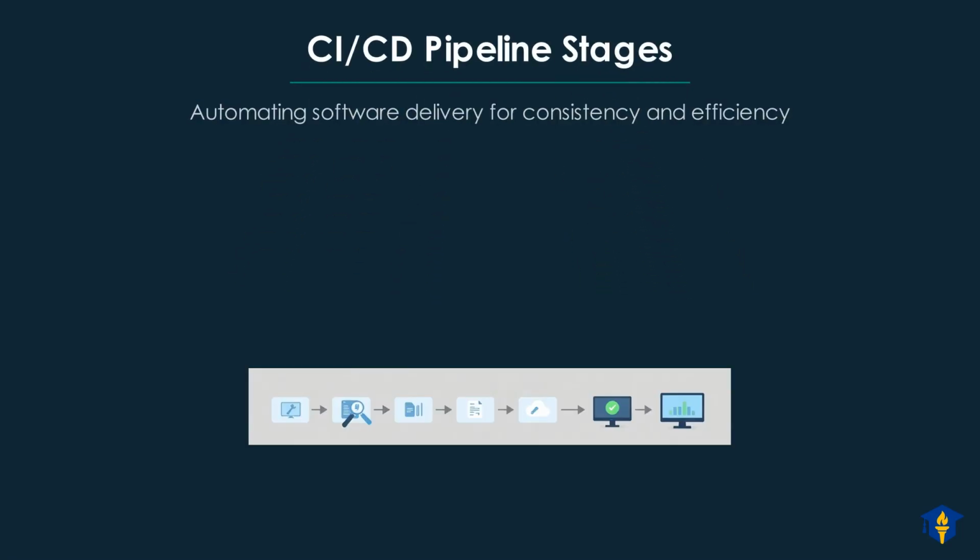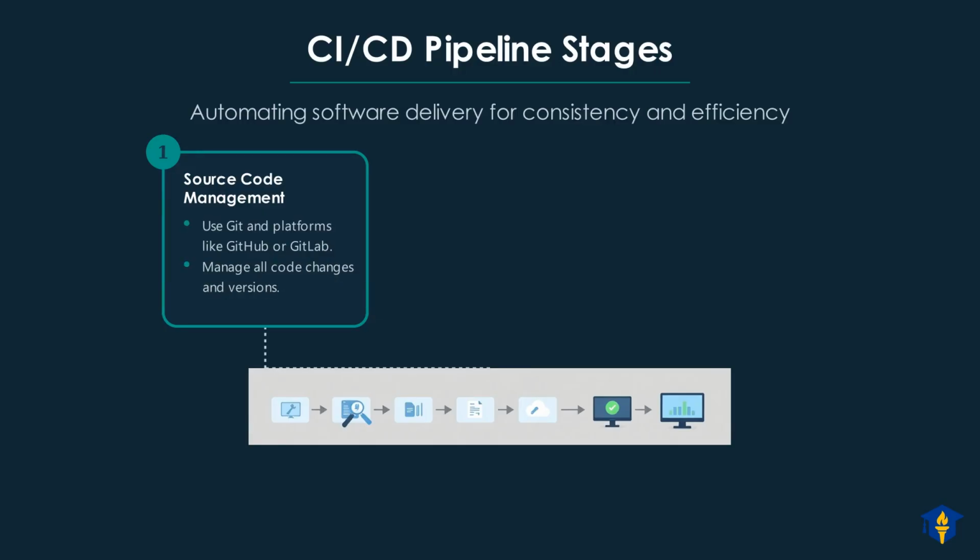Today, we are examining the CI/CD pipeline stages for software delivery. These stages automate software delivery, ensuring consistency and efficiency in your workflow. The first stage is source code management, which is foundational to CI/CD. Here, we use Git with platforms like GitHub or GitLab for version control. This practice helps manage all code changes and maintains different versions of your project.